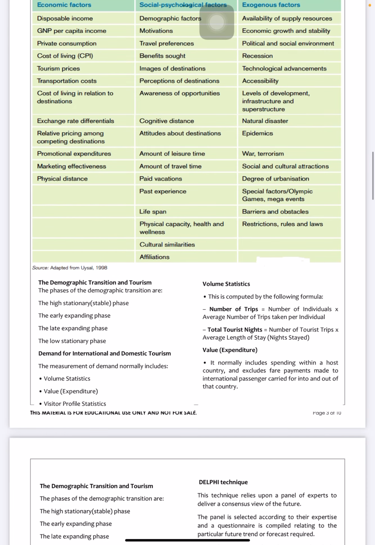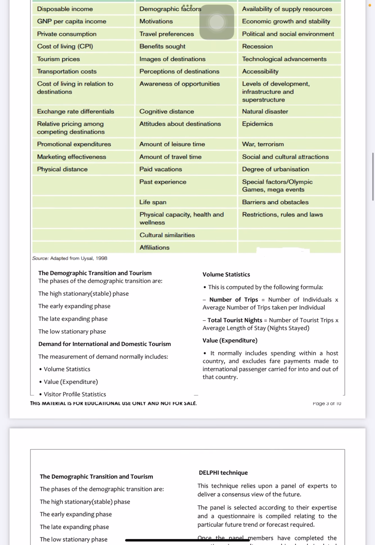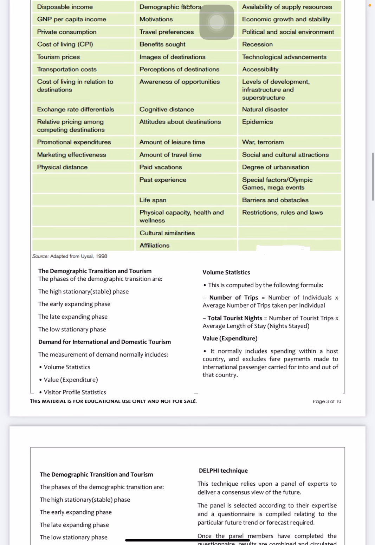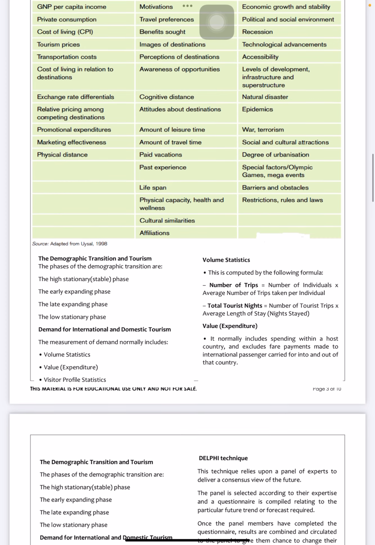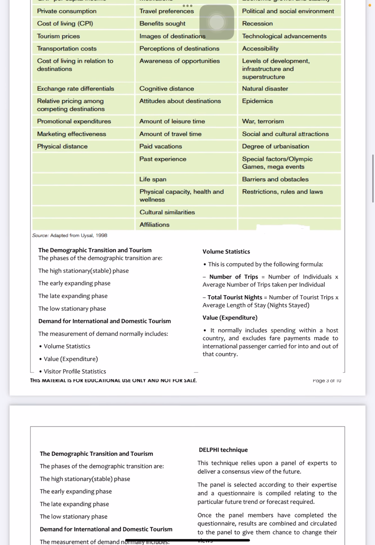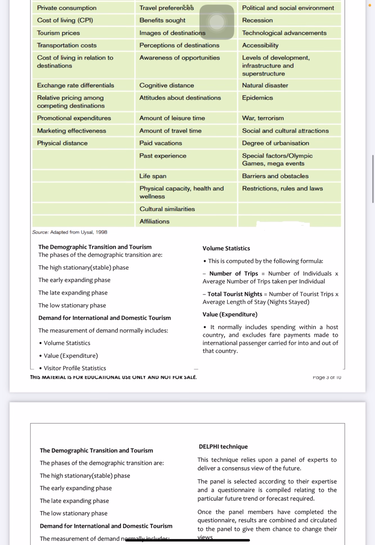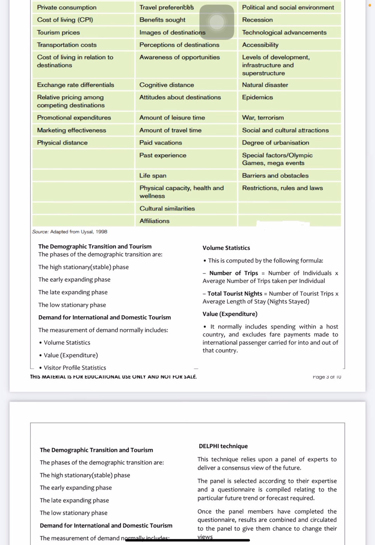So, the demographic and tourism. For example, the high circulatory phase, the early expanding phase, late expanding, low stationary. Then demand for international and domestic, so volume, value, visitor profile statistics. So every time you enter the airport or the seaport, they take your attendance, they take the list of those who board or disembark so they can easily evaluate, they can easily analyze if something happened, if the boss or the management asked for the data.